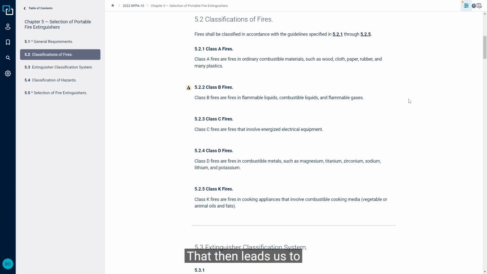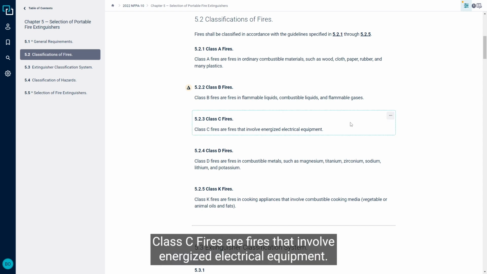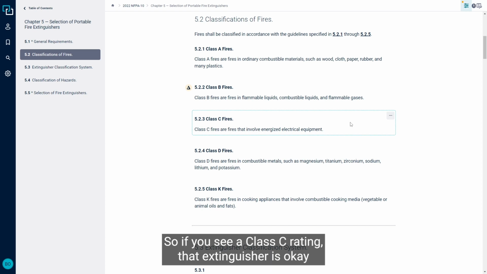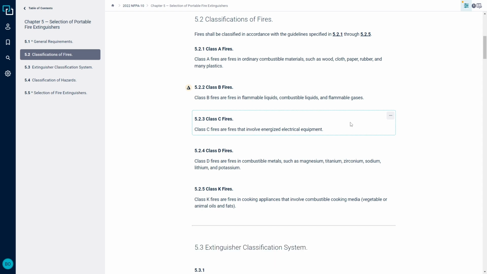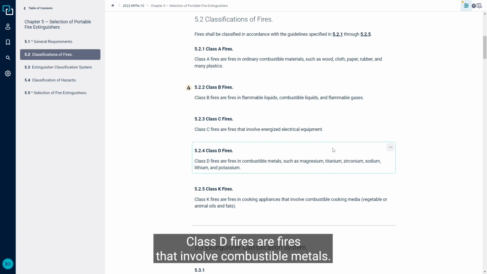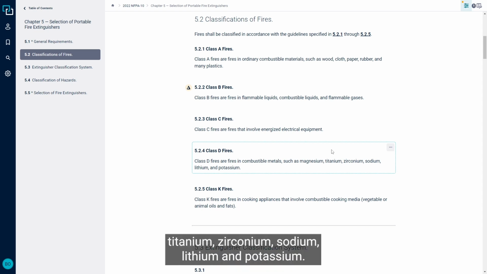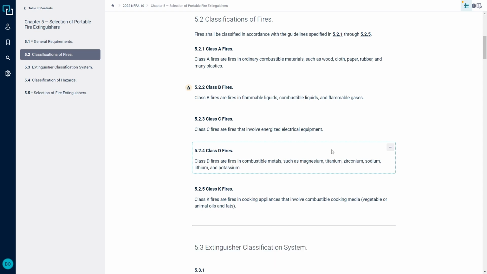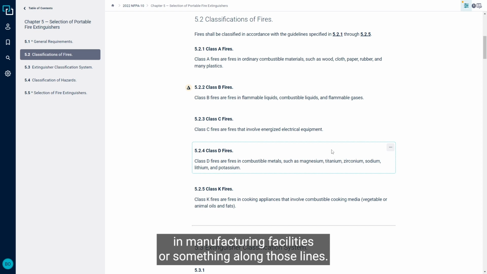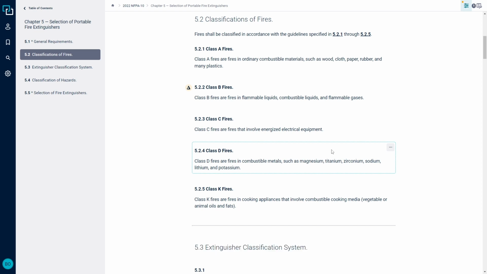That then leads us to Class C fires, which are fires that involve energized electrical equipment. So if you see a Class C rating, that extinguisher is okay to be used on energized electrical equipment. Class D fires are fires that involve combustible metals. This is something like magnesium, titanium, zirconium, sodium, lithium, and potassium. These are much rarer. You might only see these in manufacturing facilities or something along those lines.